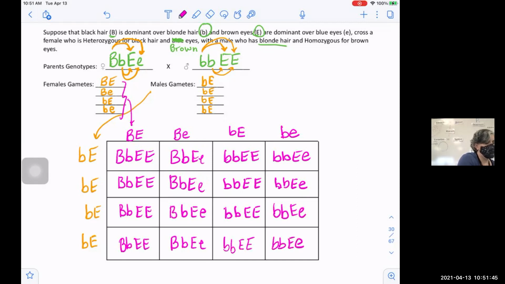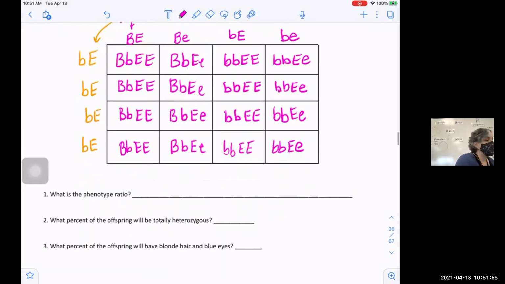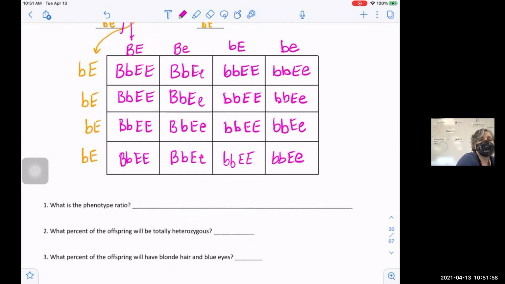All right. So now once your Punnett square is filled in, now you can start answering questions about it. And I would like to first start off by asking, what is the phenotype ratio of this cross? So the first number in the phenotype ratio, remember, is the number that are dominant for both traits. So they're dominant for B and they're dominant for E. So how many would we write down for our first number?